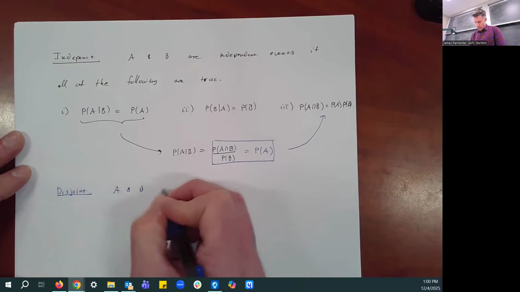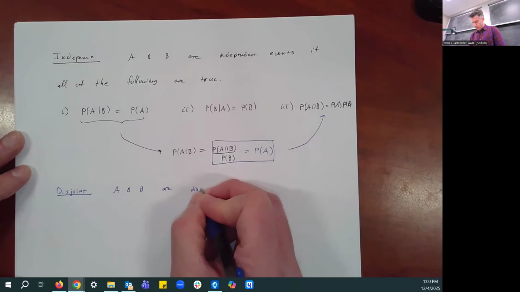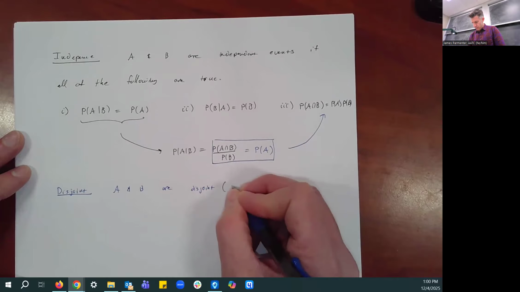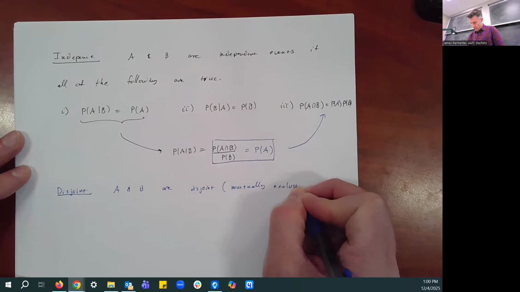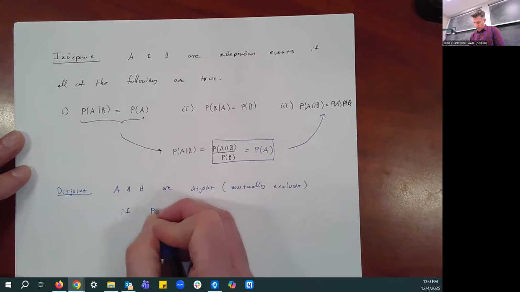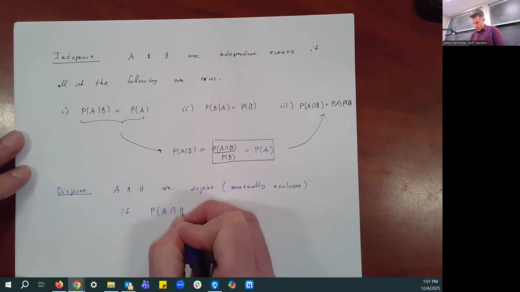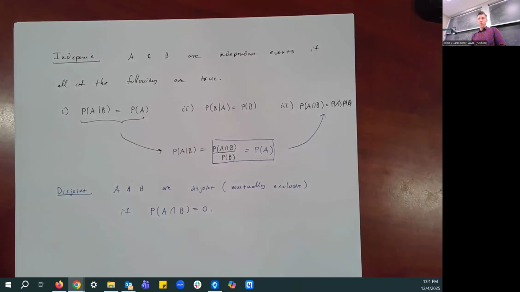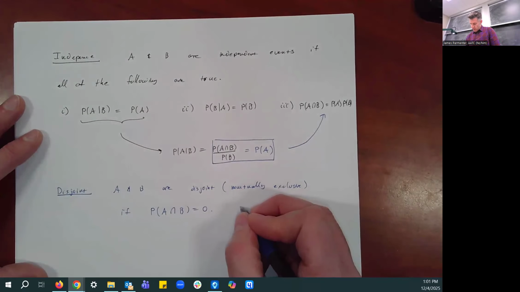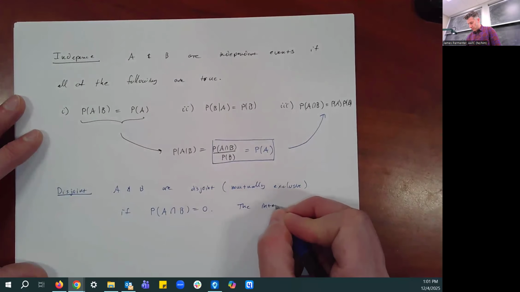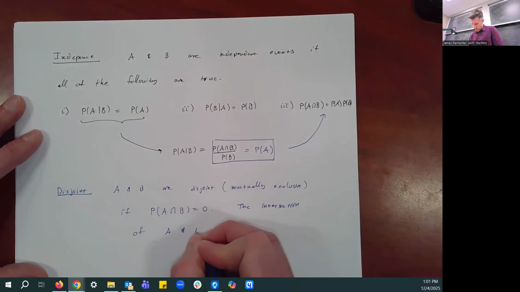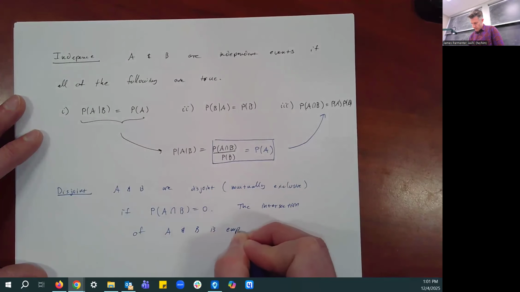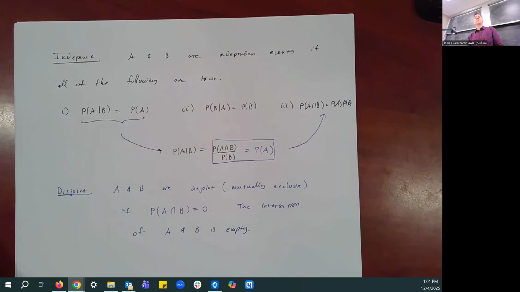A and B are disjoint or mutually exclusive if the probability of A intersect B is equal to zero. Or in other words, the intersection of A and B is empty. There is one case where this is not true, where they actually are not.